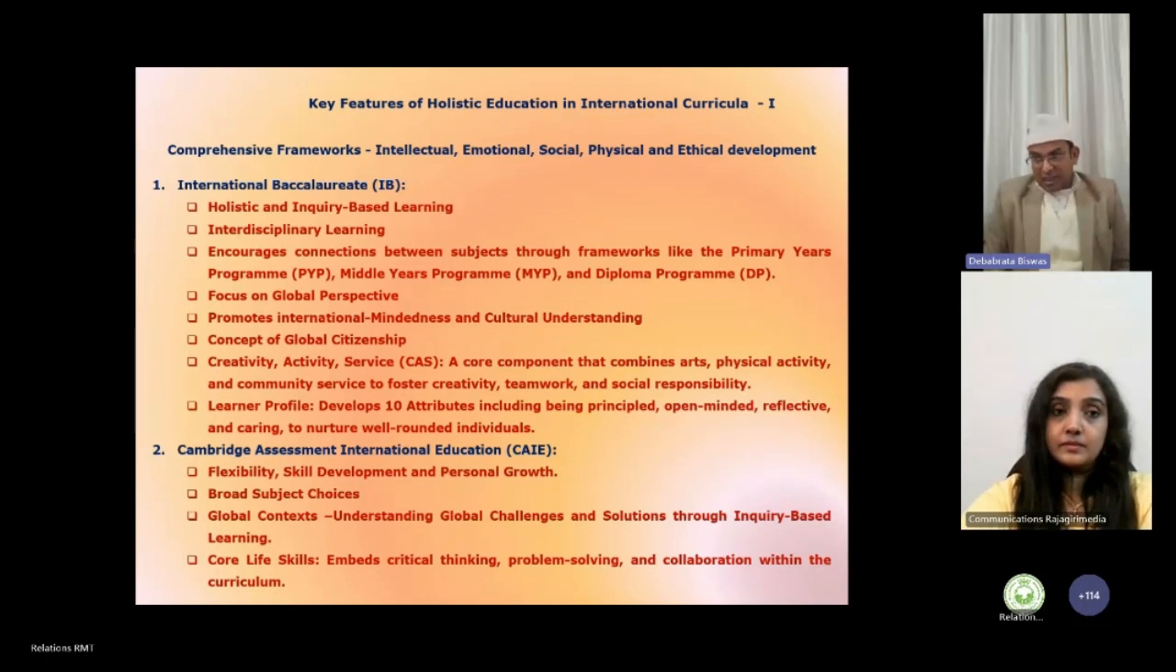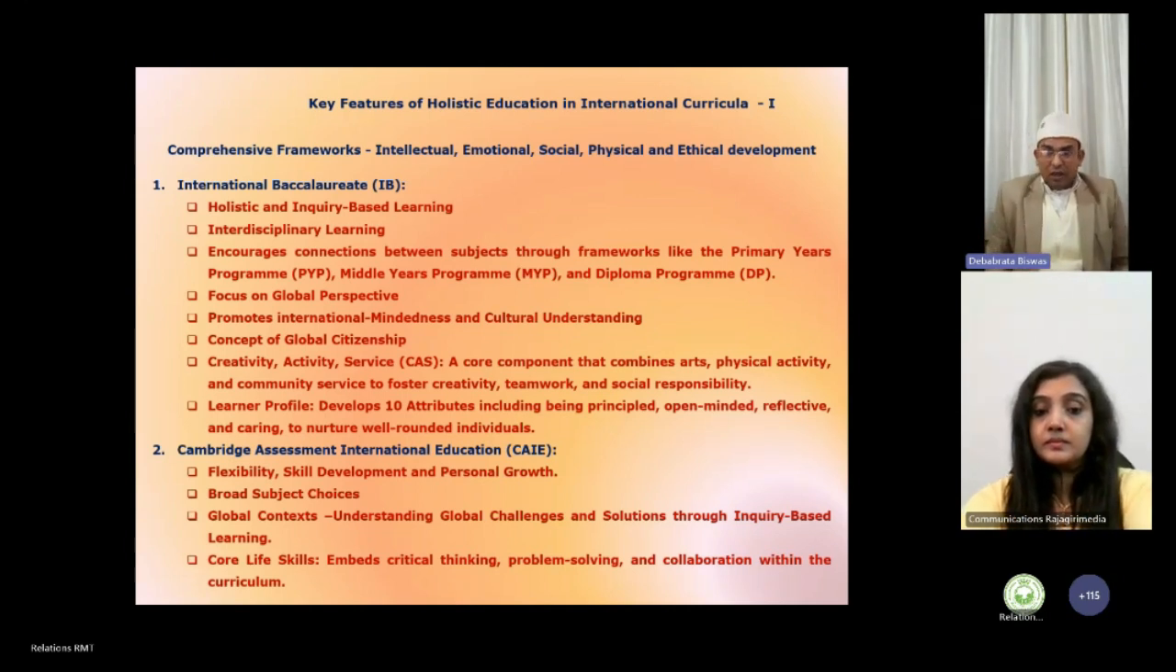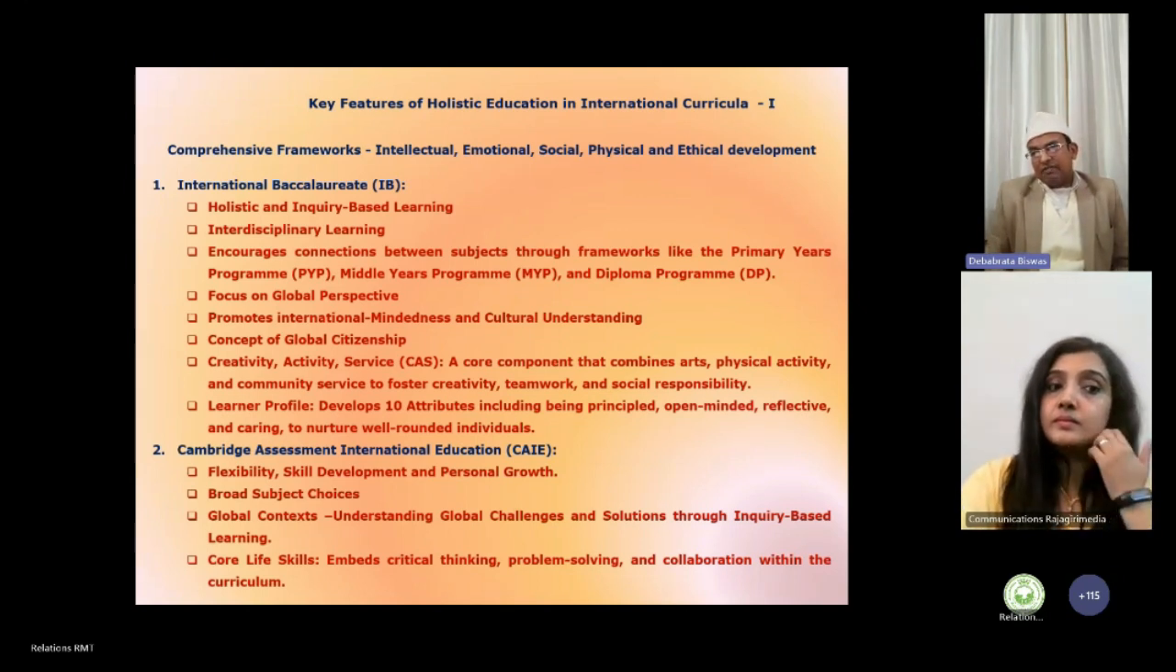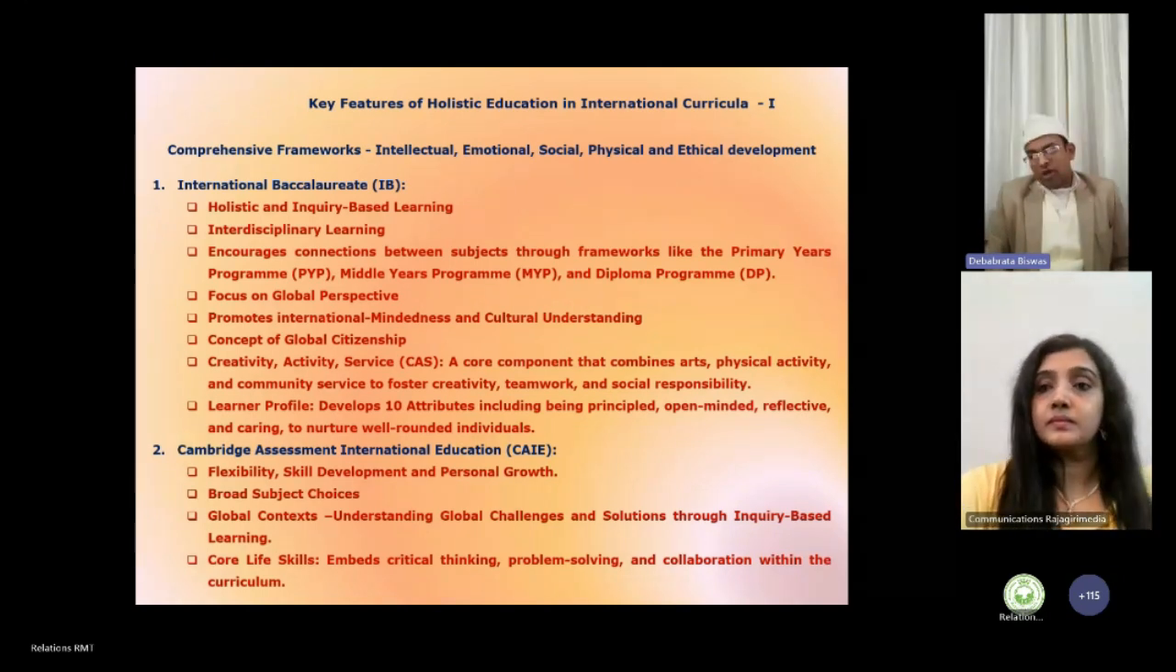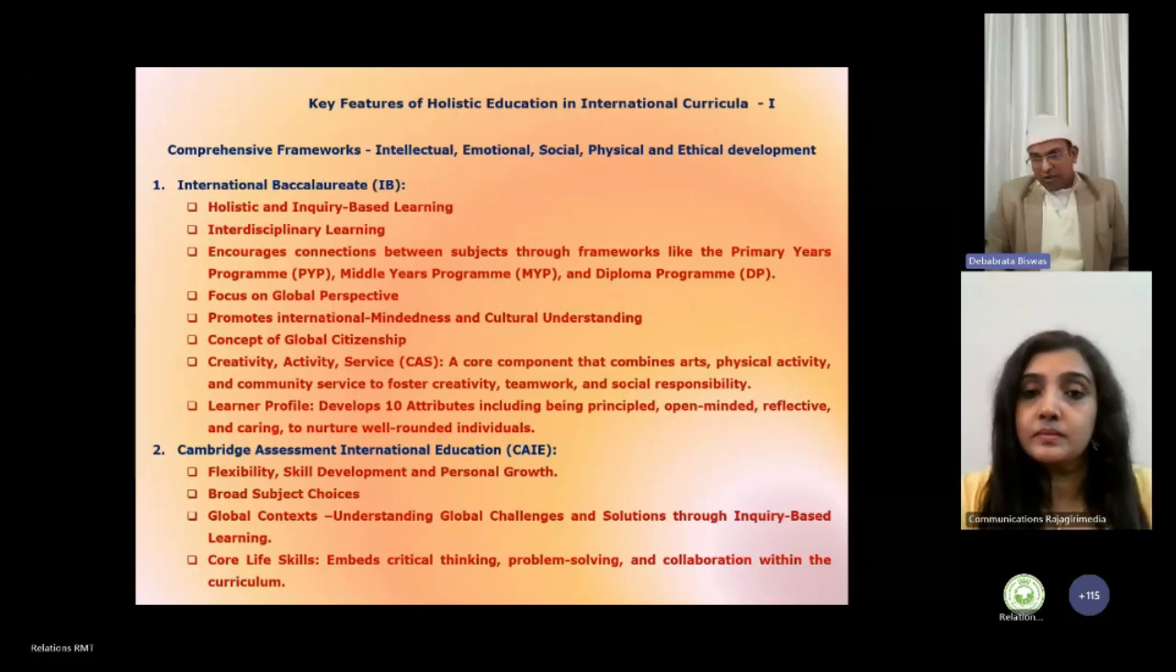International-mindedness and cultural understanding. Definitely we can understand. If I have to work in Nairobi, I have to respect their culture. At the same time, I have to maintain my culture also. Concept of global citizenship. The world is constricting, being narrowed down to a small village, a global village. Creativity, activity, and service. This is a very beautiful component of the IB curriculum. Learner profile. 10 attributes are given so that children will be universally developed, principled, open-minded, reflective, and caring to nurture well-rounded individuals.